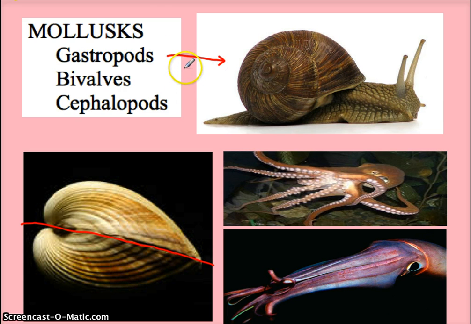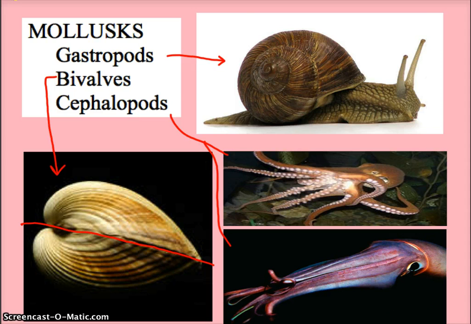One or no shell. Bivalves have two shells held together by hinges or strong muscles, like an oyster or clam. And we have cephalopods. Cephalopods don't have shells. They have tentacles around a mouth, like an octopus or a squid. And all of these happen to be in the mollusk category.